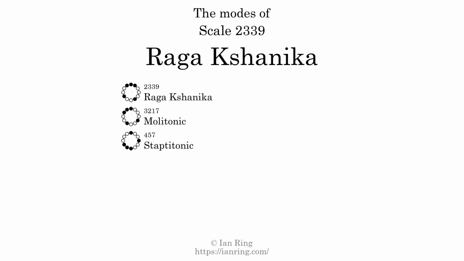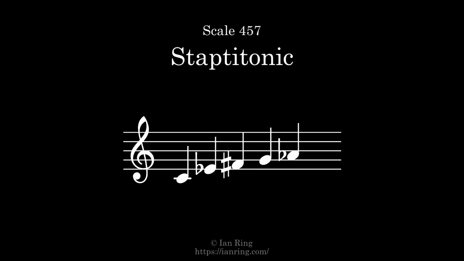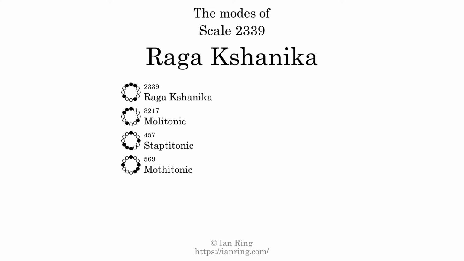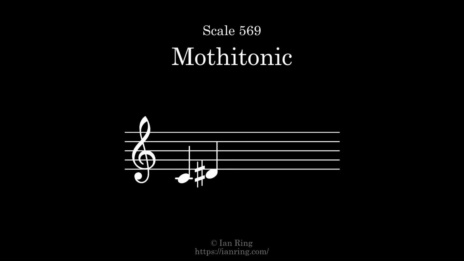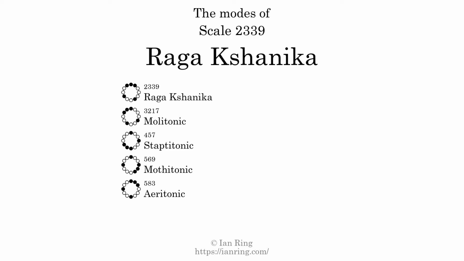The third mode is scale 457, also known as pentatonic. It sounds like this. The fourth mode is scale 569, also known as monotonic. It sounds like this. The fifth and last mode is scale 583, also known as eritonic. It sounds like this.